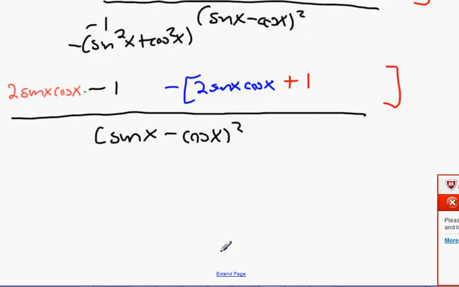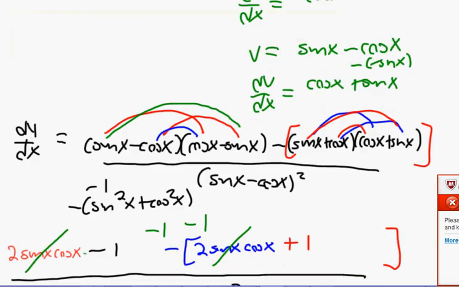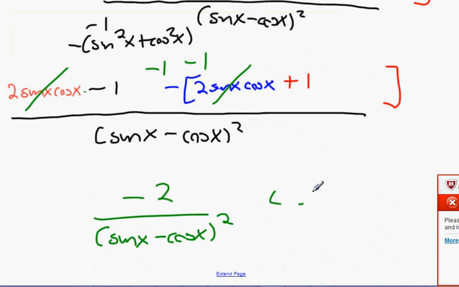Now look at this, guys. What's going to cancel now? 2 sin x cos x cancels with minus 2 sin x cos x. Minus 1 on top gets me minus 2. We've done this derivative before. Now guys, once again, why is this going to be decreasing for all values? The numerator is a negative number, the denominator is always positive. A negative number divided by a positive number is a negative number regardless of what x is. Alright.